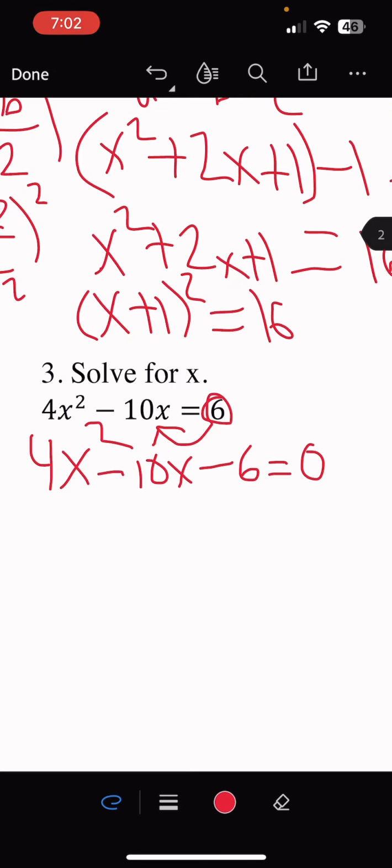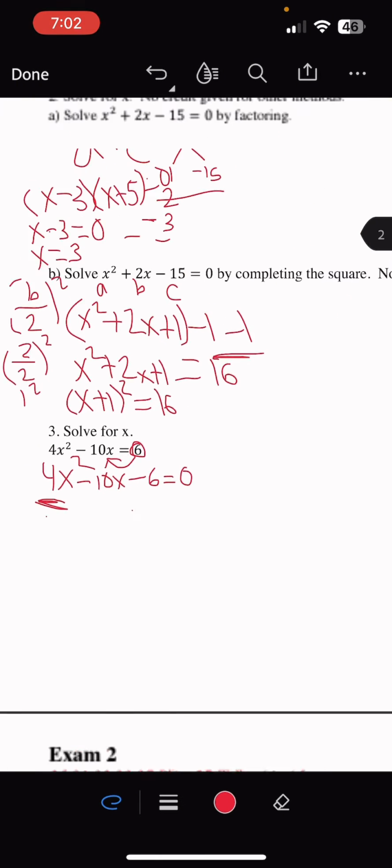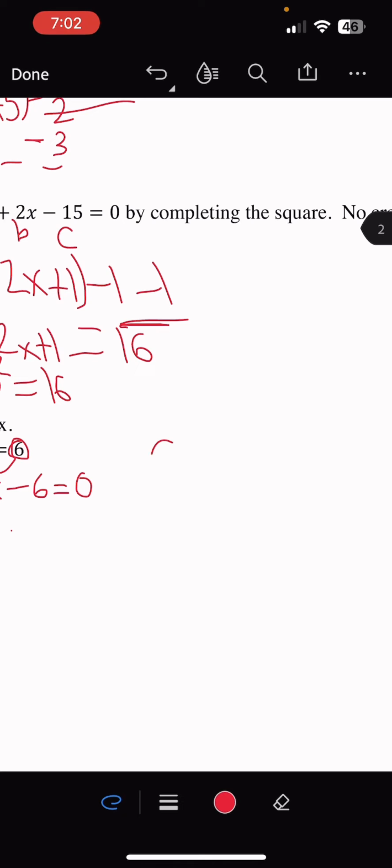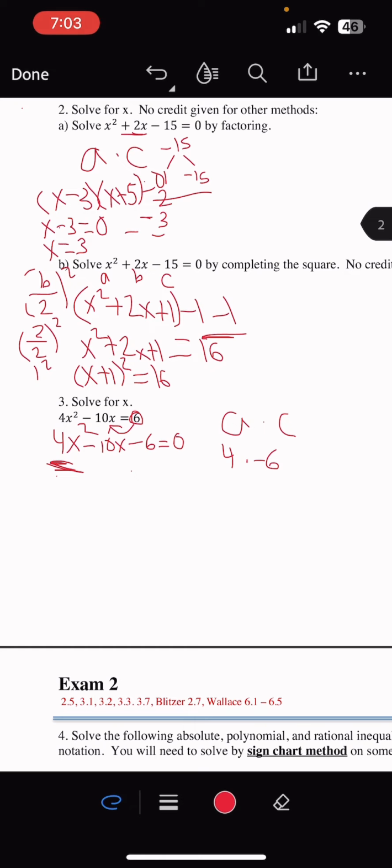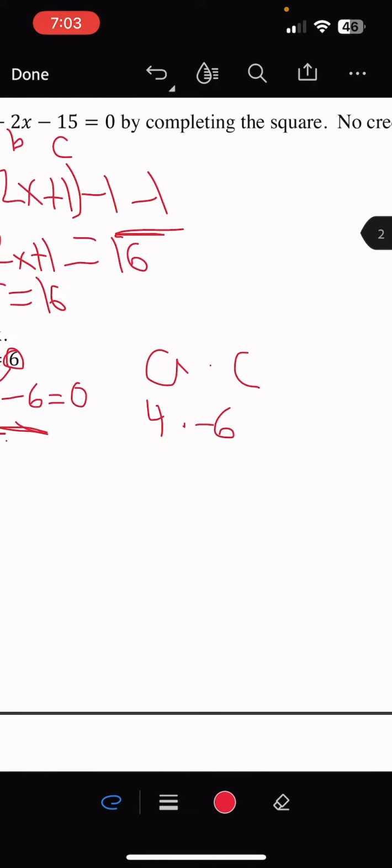And then I'm going to want to multiply a times c to set up the start of our factor. And I believe we're going to have to factor by grouping because there's a large a. So a times c is going to be 4 times negative 6. As you can see, we have a, b, c. So this starts to develop our greatest common factor.